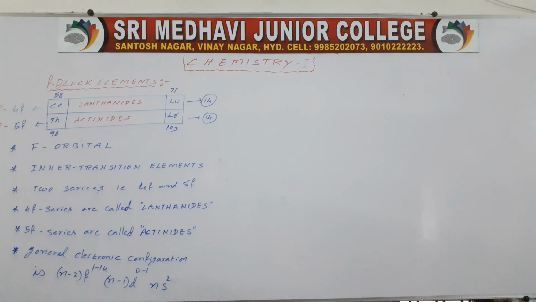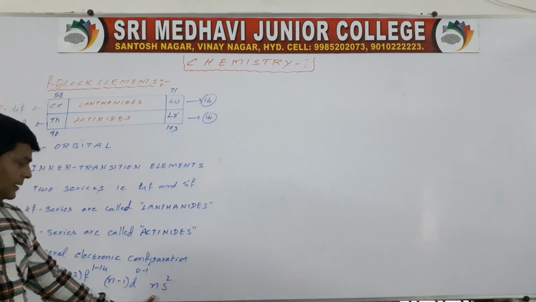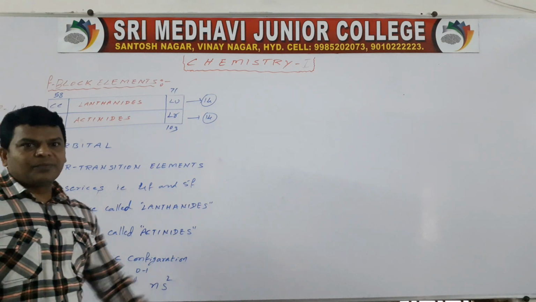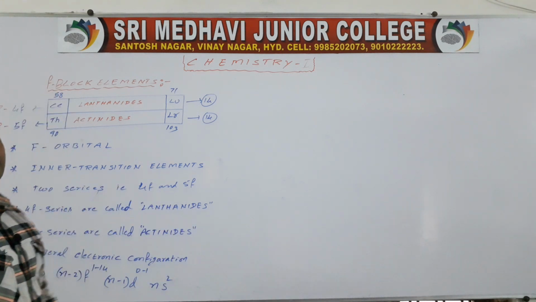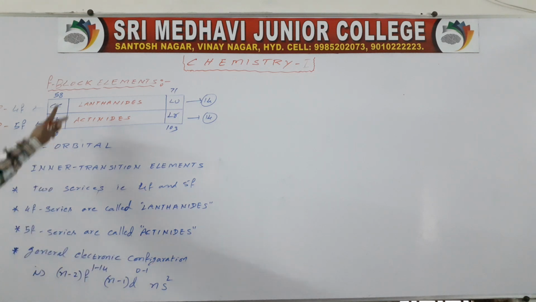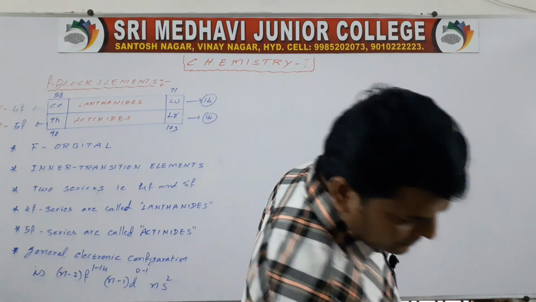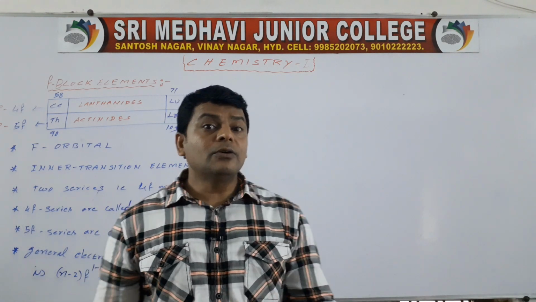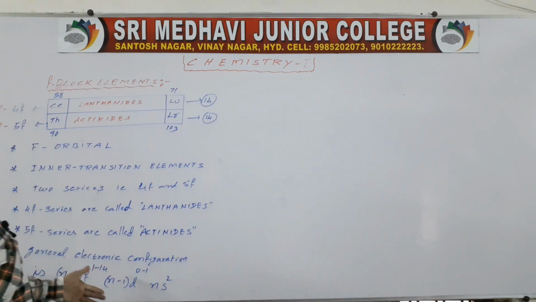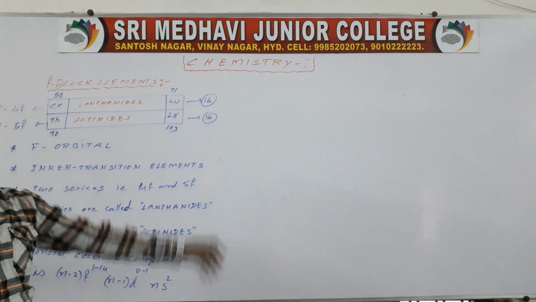So here there is the ultimate shell, the penultimate shell, and the anti-penultimate shell. These three shells are incompletely filled. This is the general electronic configuration of f block elements. They may form compounds due to high reactivity. So this is briefly about f block elements.